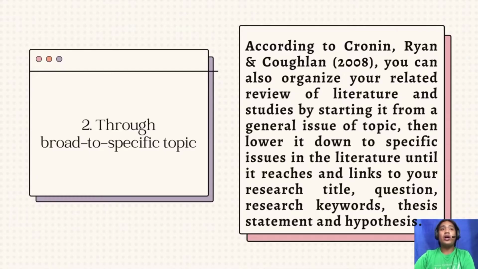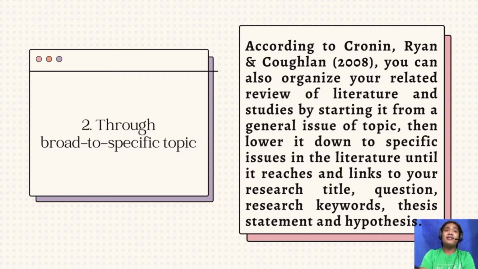Next is through broad to specific topic. According to Cronin and Coughlin 2008, you can also organize your review of related literature and studies by starting from a general issue or topic, then lowering it down to specific issues in the literature until it reaches the links to your research title, question, research keywords, thesis statement, and hypothesis.